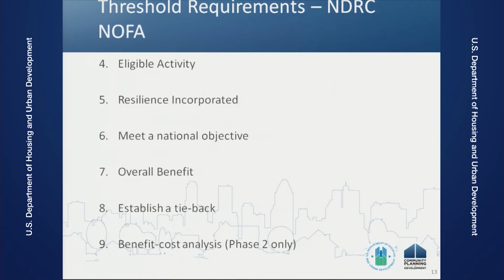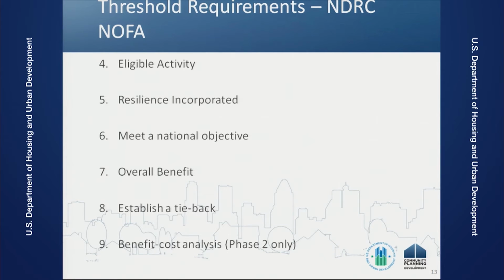Now let's go back to the threshold requirements that are indicated in the NDRC NOFA. The fourth threshold requirement that will require a narrative response from applicants as part of Narrative Exhibit B is the eligible activity threshold requirement. To meet this threshold, applicants must demonstrate that each proposed activity is an eligible activity or request an eligibility waiver. We'll discuss both of these later in the presentation, both eligible activities and the process for requesting an eligibility waiver.